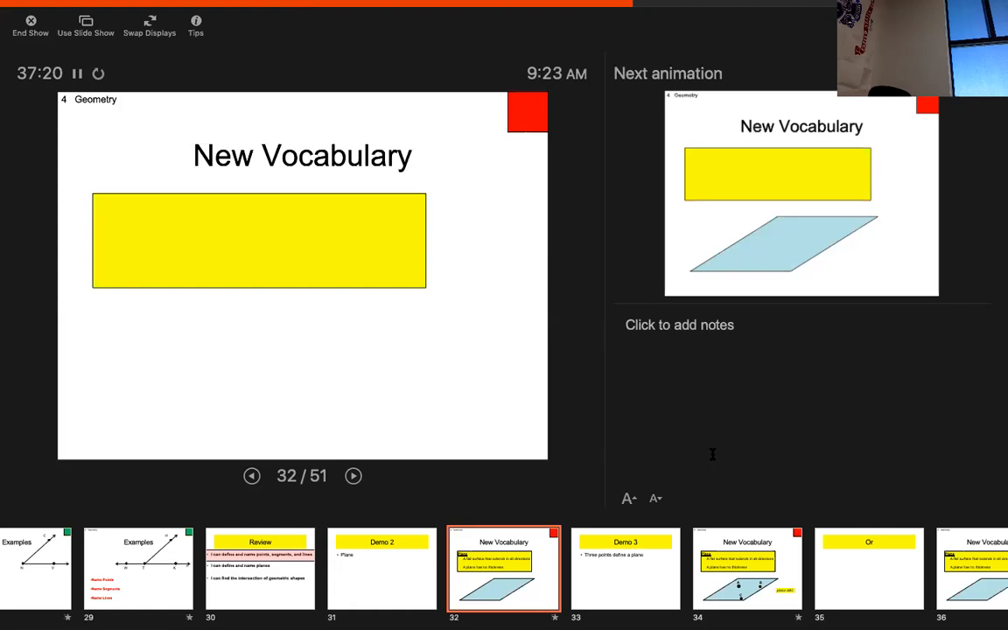So, summary. 2 points define a segment. 2 points define a line. 3 points define a plane. All right, write this down.